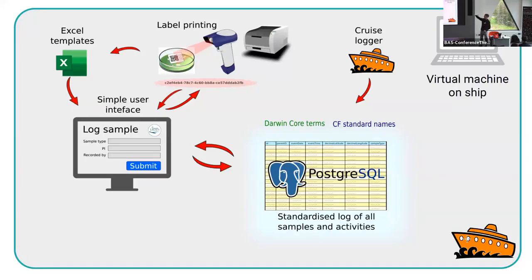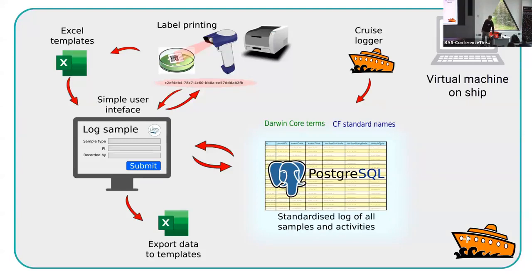So this works two ways. You can scan the system, and if you want to create your labels first and log them later, you can do that. Or you can also log your samples and create labels based on the metadata you've logged. And at the end of the cruise, people want to get their data out, and we use the same templates to also export all of their data.